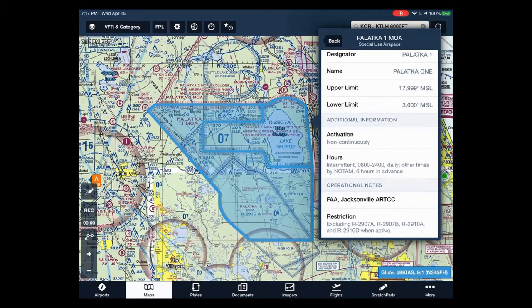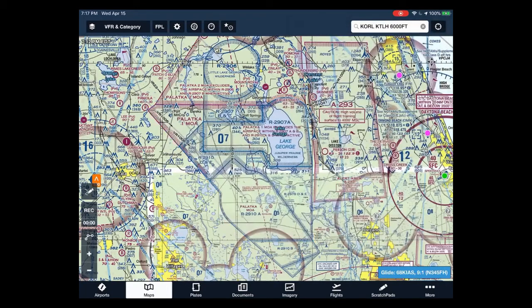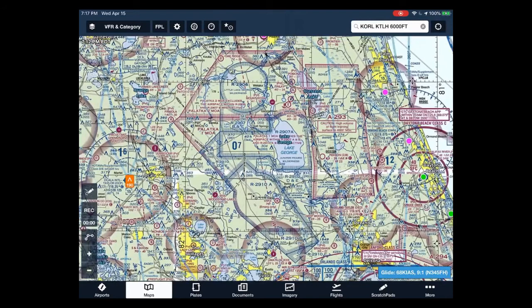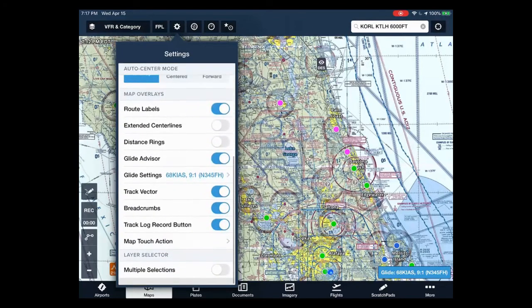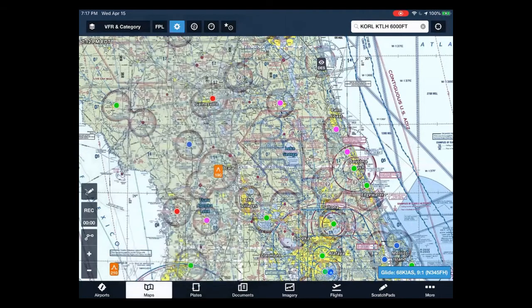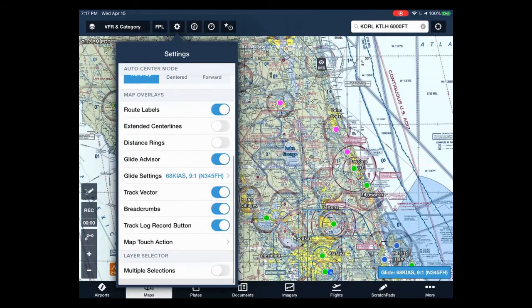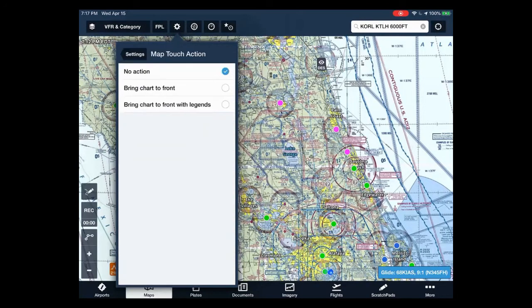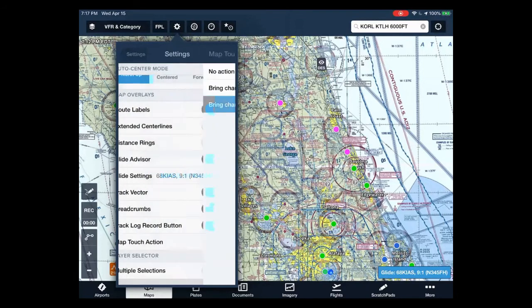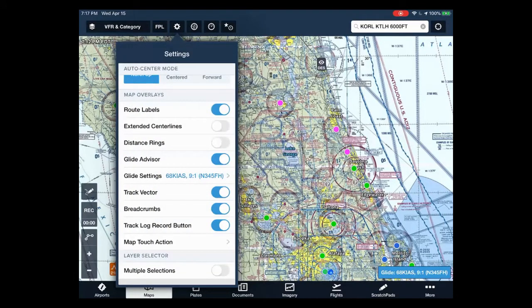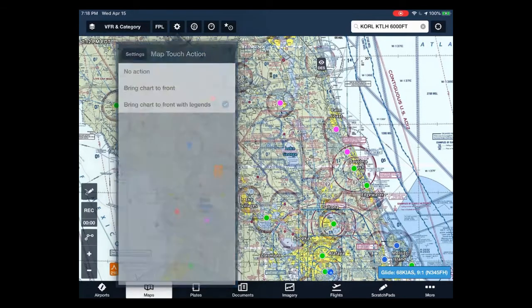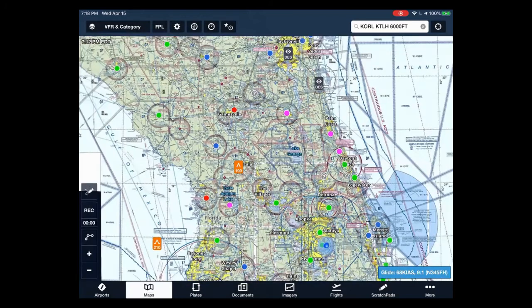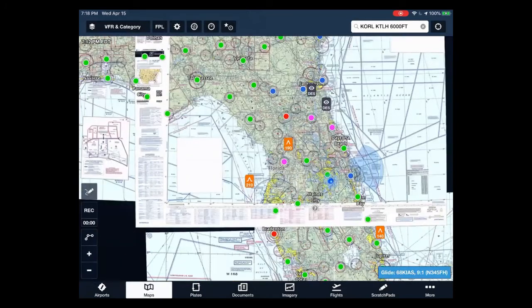Now, to further delve in just a little bit beyond this, for those of you who don't know this, you can go to the source by using, again, I know we're heavy on the ForeFlight feature, but that's what most of us use. If we go to the gear symbol here at the top, which represents settings, and we scroll down to the bottom, we press the map touch action, we can bring the original chart to the front with legends by pressing that last option. So again, just map touch action, press the bottom option there, and that will bring up the chart once I tap on the area, which I already did. So now you can see the original paper sectional in this case.